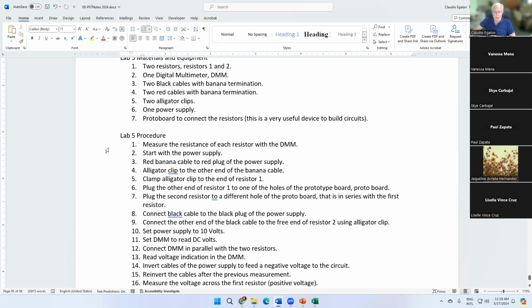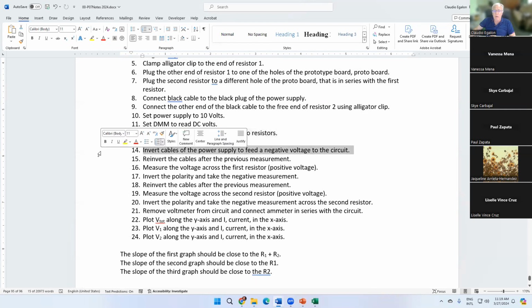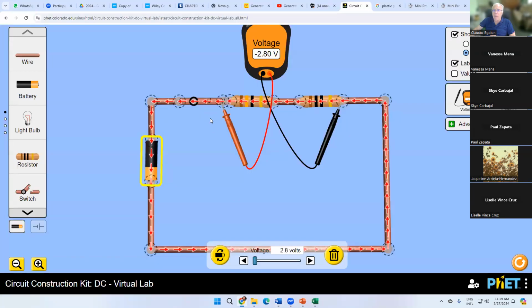Step, we go to the lab procedure: plug the resistor, connect the black cable, set the power supply to 10 volts, set the MM to read DC volts, connect the MM in parallel to the two resistors, read the voltage indication. All the instructions are here. Invert the cable of the power supply to feed the negative voltage to the circuit, and reinvert the cables after the previous measurement. Okay, and then we start measuring the voltage across the first resistor. When we did the measurements across both resistors altogether, we obtained a voltage that coincides with the value of the voltage of the battery.